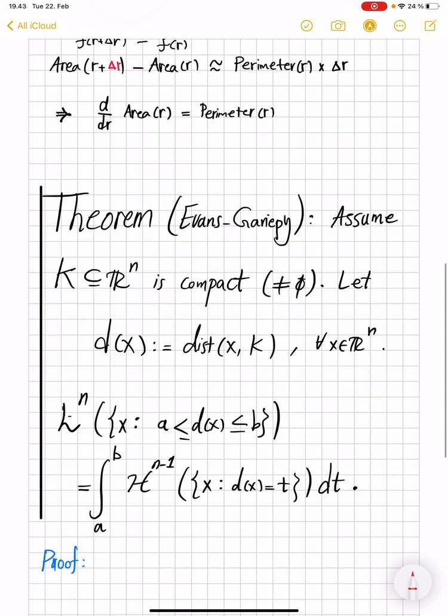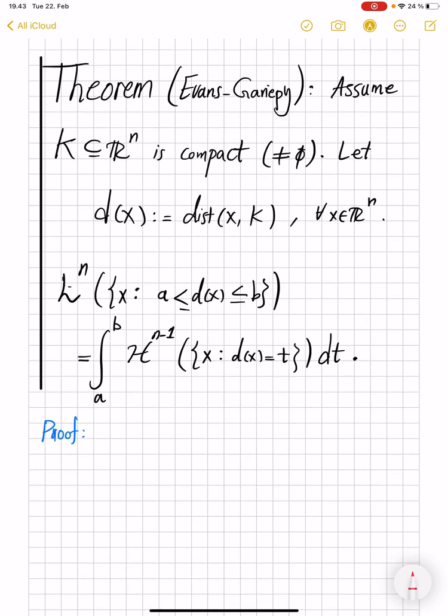Thanks to the coarea formula, we have a very general statement in this regard, and that reads as follows. Suppose you have a compact, non-empty set K in any Euclidean space, and let d(x) be the distance of points to the set K. And recall that this distance is the infimum of the distance of x to y, where y is picked from the set K. And it's a nice exercise that because K is compact, this is always equal to a minimum. That means there is a particular y where this infimum is actually equal to d(x,y).